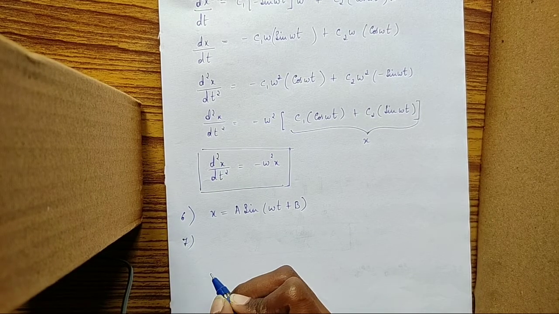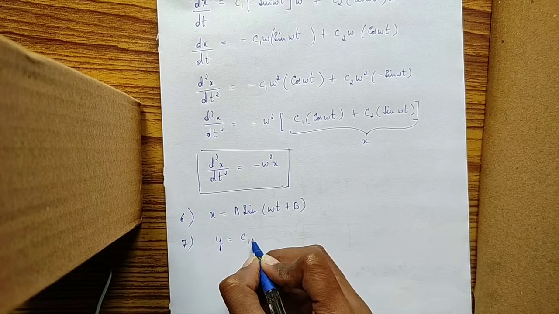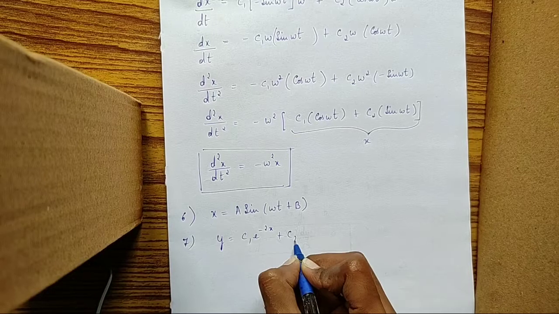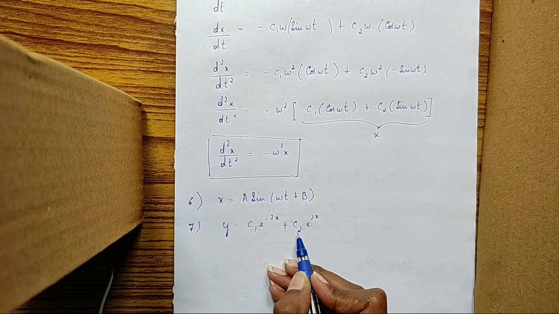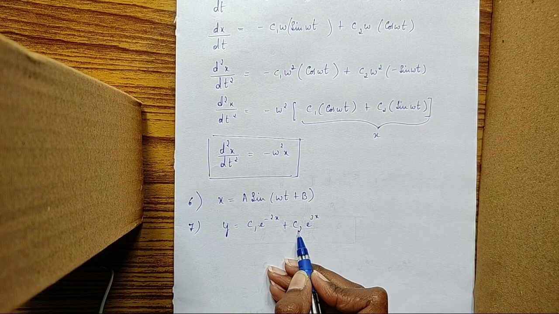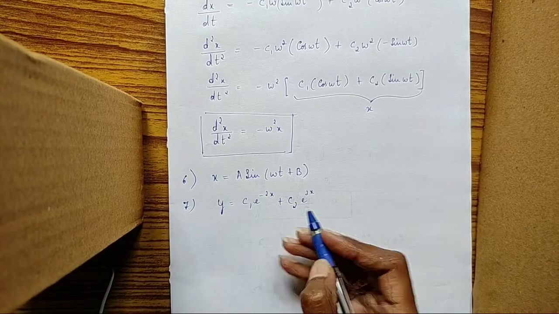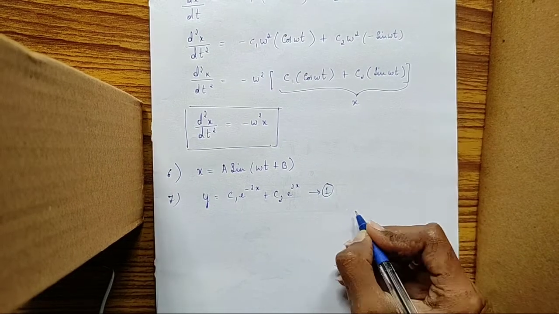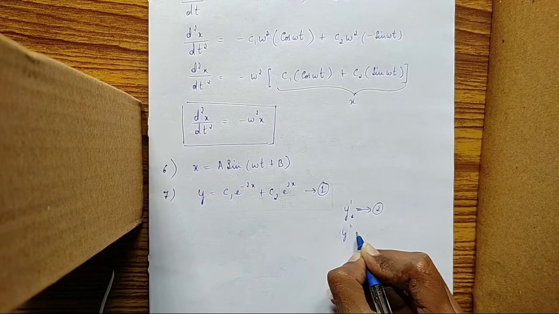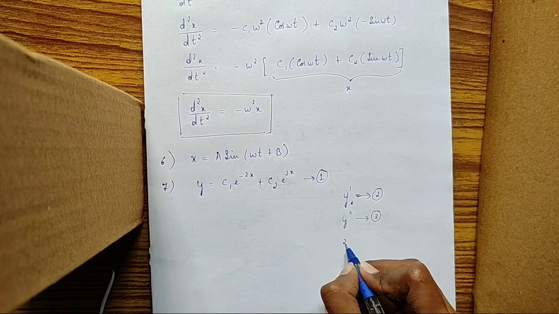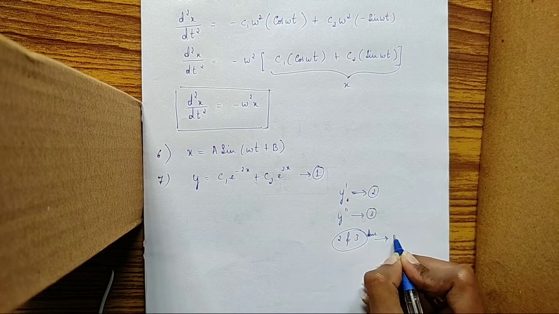One more problem I'll give you to try: y is equal to c1 e^(minus 2x) plus c2 e^(3x). Here you have two arbitrary constants, so you have to differentiate twice. This problem is a little tricky, but you can do it. Take this as equation 1, y' as equation 2, and y'' as equation 3. First solve equations 2 and 3, and you will get a solution. Take that answer as equation 4.